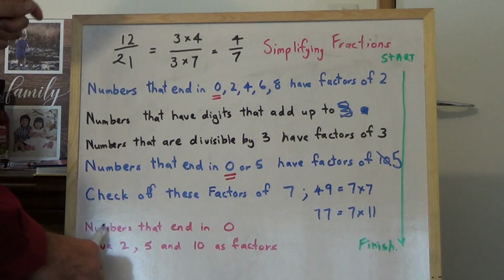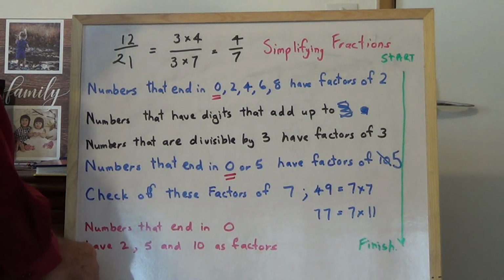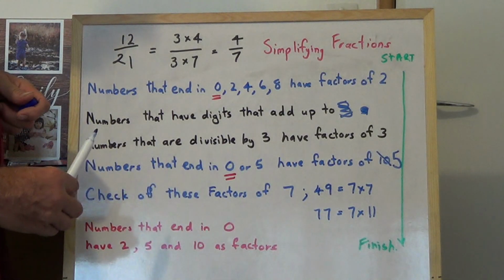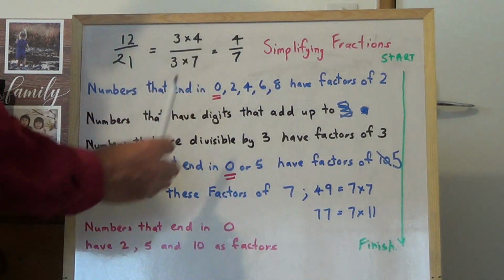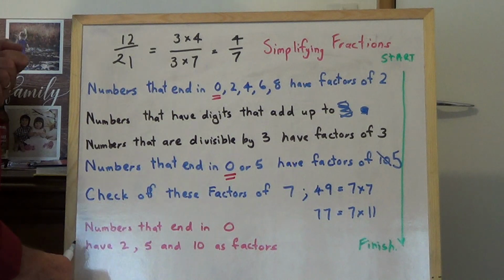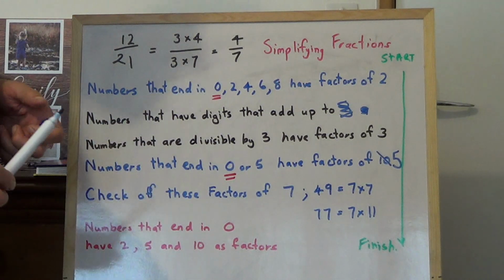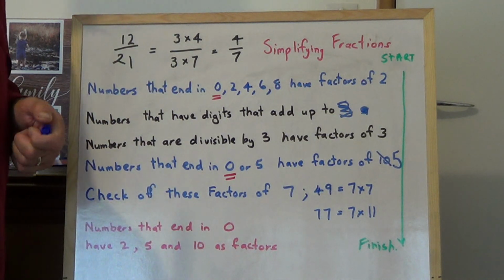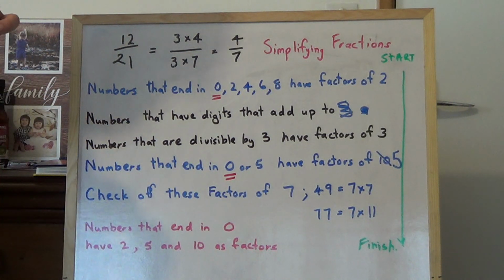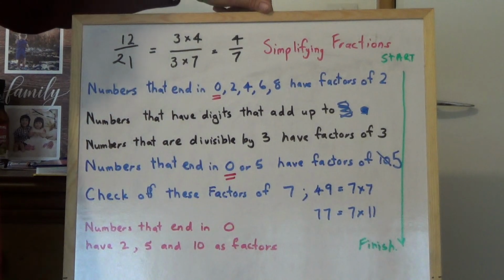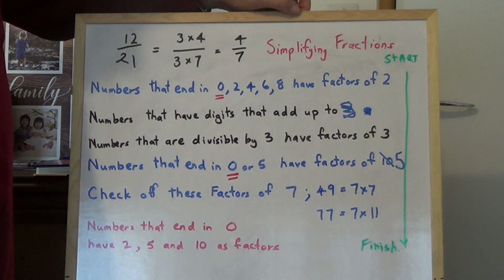I'll read it out. Numbers that end in 0 have 2, 5 and 10 as factors, because 2 times 5 is 10. They've got to have a factor of 2 and a factor of 5. They've got a factor of 2 and 5, they have a factor of 10. If a number has a factor of 2 and a factor of 3, it also has a factor of 6. Now we're going to do an example and find the factors of 24.